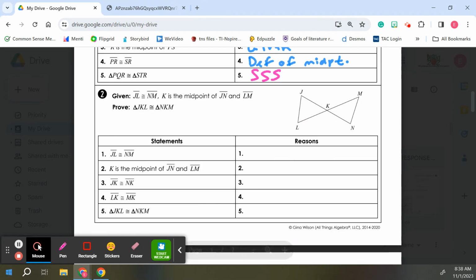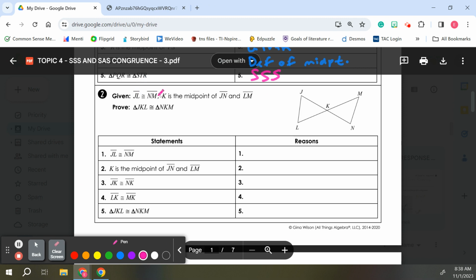All right, number 2. Again, let's talk about this. JL is congruent to NM. That's given to me. So this is congruent with that. I also have K as the midpoint of JN and LM. That's given to me also. I'm going to stick with that same color. They're saying JK is congruent to NK by, not the reflexive property, yes, the definition of a midpoint.